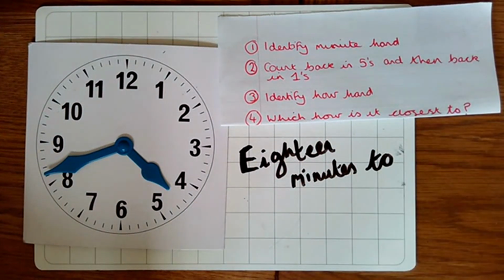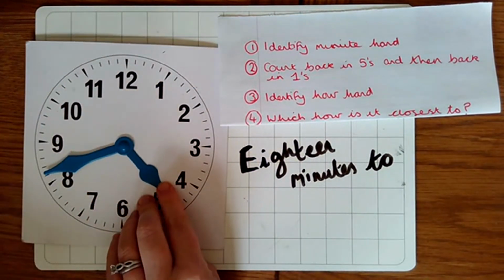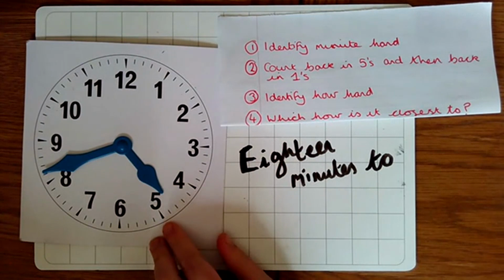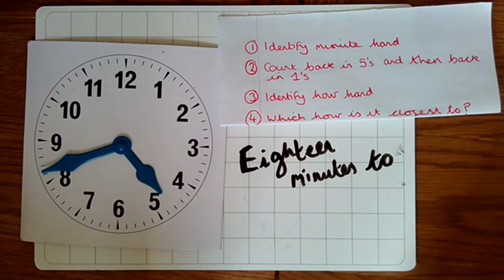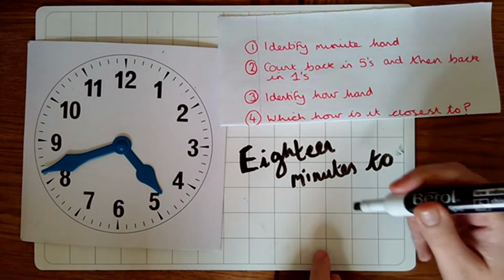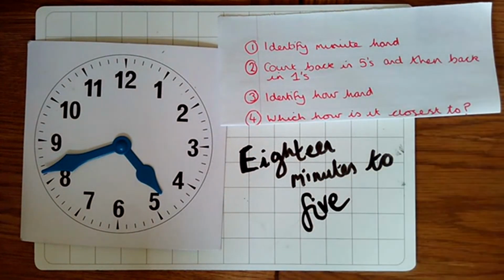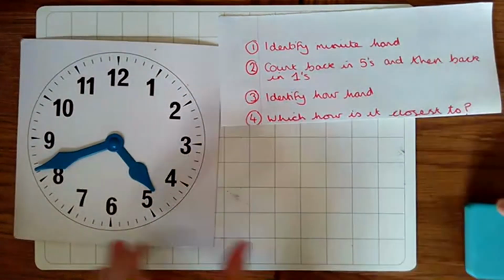18 minutes to, and what is our hour? Let's look here. So it's in between the 4 and the 5. I know we're looking to the next number, the next hour up, because we're looking at 2. So it's 18 minutes to 5. Great. Let's do another example. The more examples of these, the simpler you'll find it.